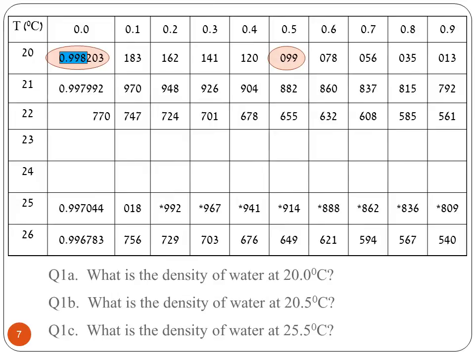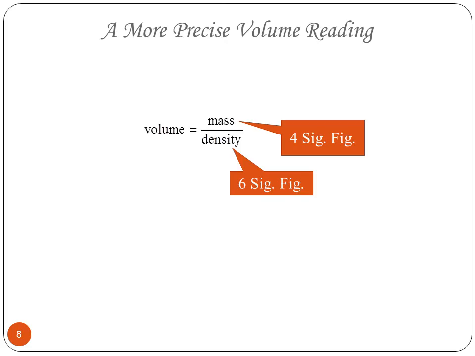For the third case, we are looking for the density of water at 25.5 degrees Celsius. In a similar way, we find the reading is star 914. Whenever you see a star, you take the first few digits from the next row. In this case, the density of water at 25.5 degrees Celsius will be 0.996914 gram per milliliter. Now do you know how to use this table?